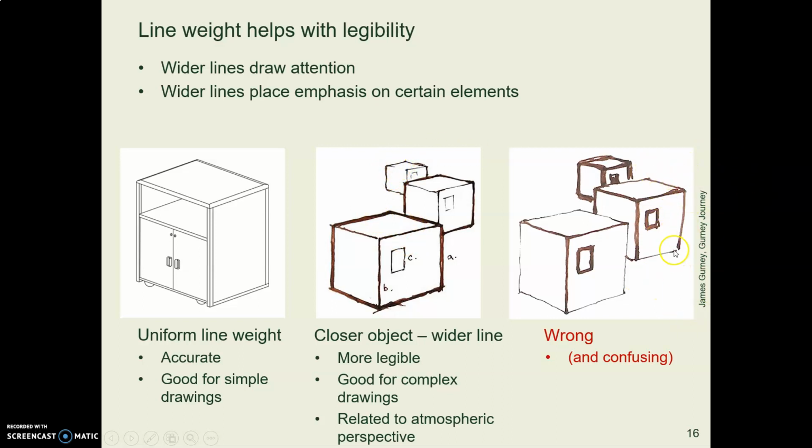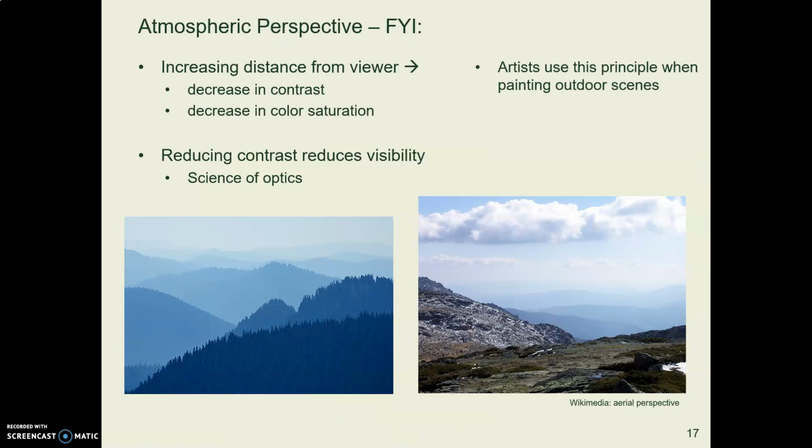Here, on the right edge of the screen, is one that's done wrong. It's backwards, and you can see how your brain just can't quite figure out what is happening there. That's because you need the one closest to you to have a thick line if you're going to distinguish. And that is related to an idea called atmospheric perspective.